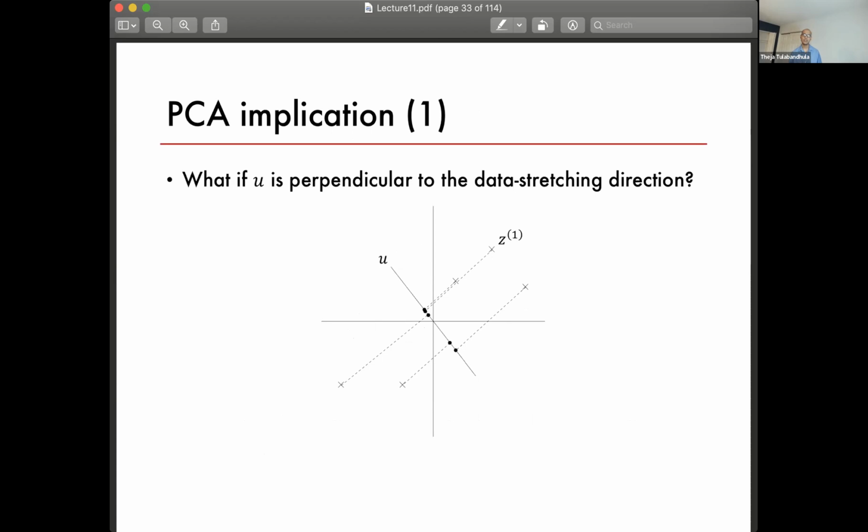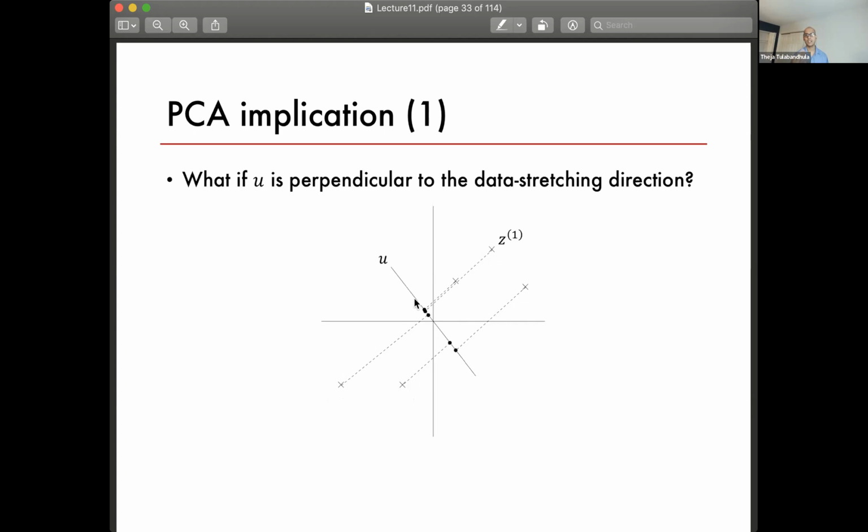So let's see. Remember, U has the interpretation of the largest eigenvector. But what if this U is perpendicular to a direction which I'm calling the data stretching direction? In this figure, again a two-dimensional figure, our data points are these crosses here. There are 5 data points, for example. I just picked a direction which is perpendicular, as in a different direction than much of the data stretching direction, which is the direction in which the data seems to be spread out. That's all it means informally.